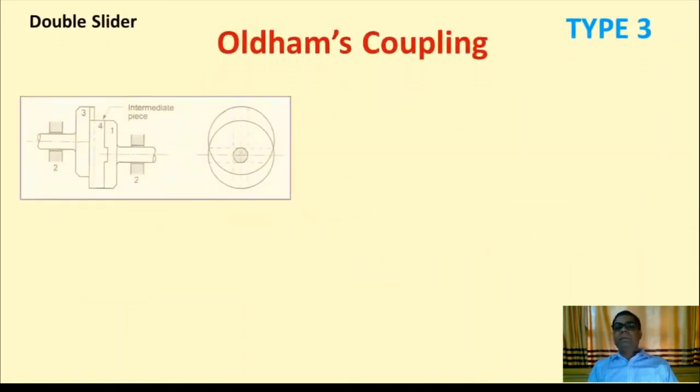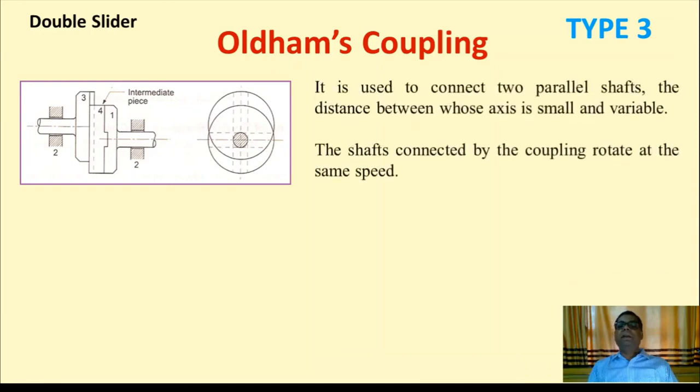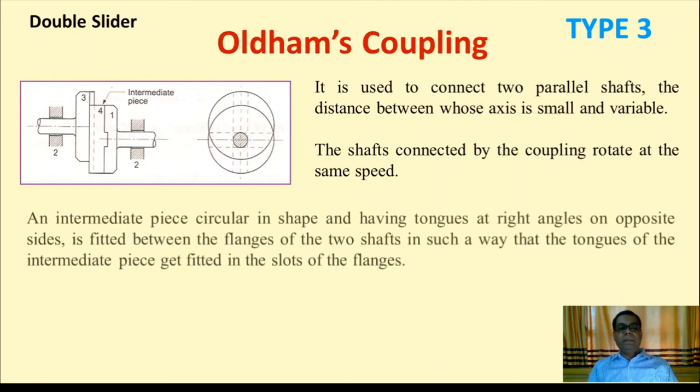Next comes Oldham's coupling. Oldham's couplings are actually a very common type of mechanism, especially in pumps and pump fittings, where the driving and the driven shafts are not coaxial but parallel, not collinear but very much parallel. So over here these particular types are used, where the distance between whose axes is small and variable. The shafts connected by the coupling rotate at the same speed.